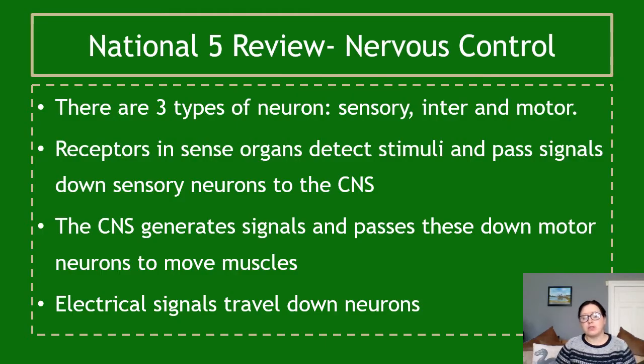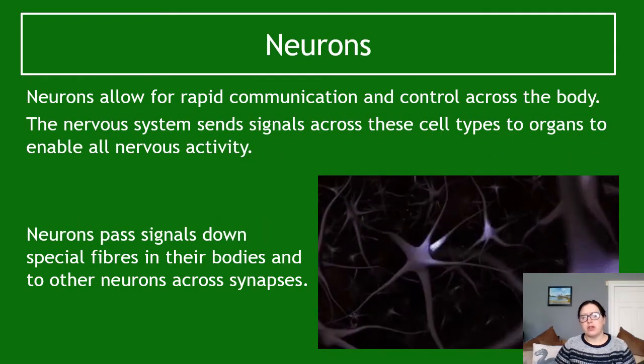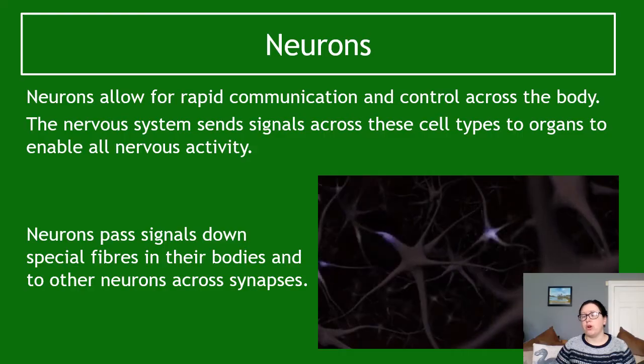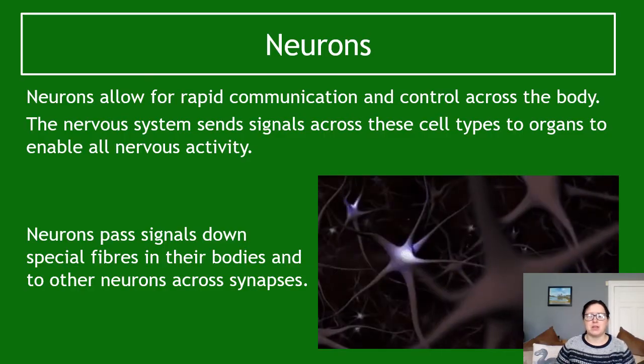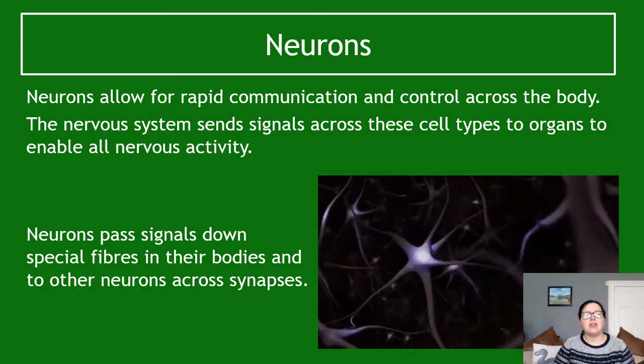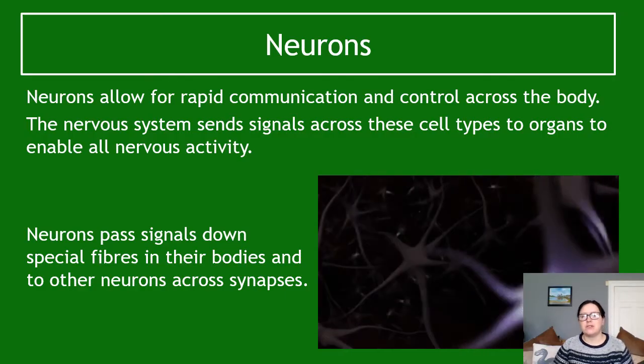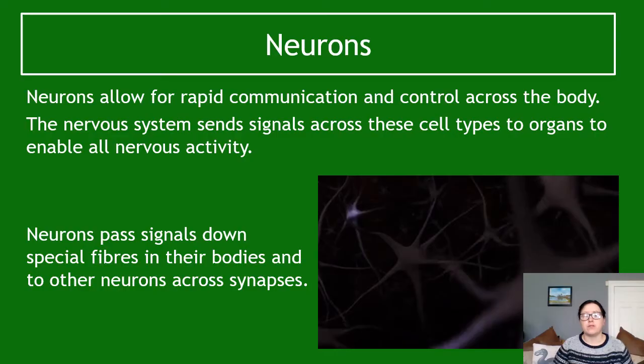And it's electrical signals that travel down neurons, which is good because those are very, very rapid in comparison to, say, hormonal transport, which is a bit slower because it uses the bloodstream. So neurons allow for rapid communication and control across the body. If you think about moving your hand, it moves at almost the same time as you think about it. The nervous system sends signals across these cell types to organs to enable all nervous activity.